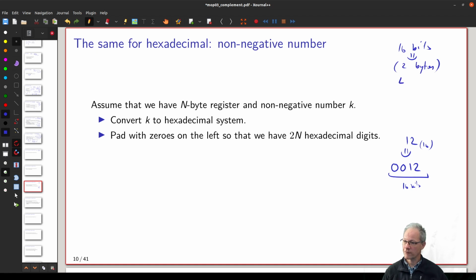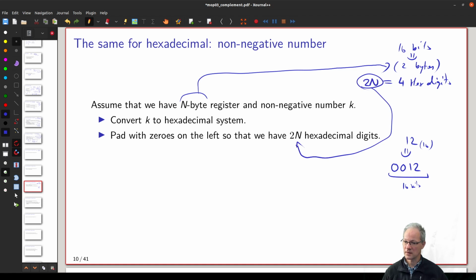Right. In 2 bytes, we can have 4 hex digits, right? Twice as many. Because every byte has 8 bits, and 4 bits is how much we need for 1 hexadecimal digit, right? So that's why this n byte goes here, and this is equal to 2n. So that's why we need the 2n hex digits here.